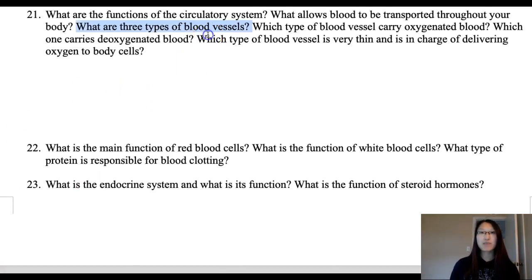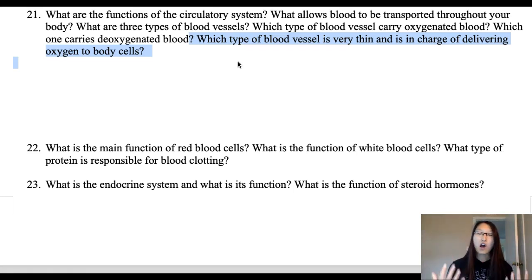The next one is, which type of blood vessel is very thin and is in charge of delivering oxygen to body cells? Those are the capillaries. So you have capillaries, these are the tiny blood vessels all throughout your body, and those very thin capillary walls can allow gas exchange to happen more easily.